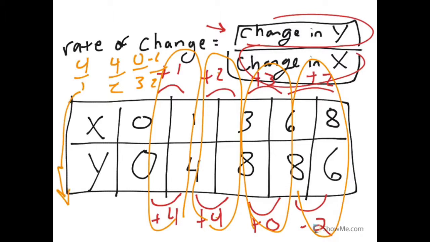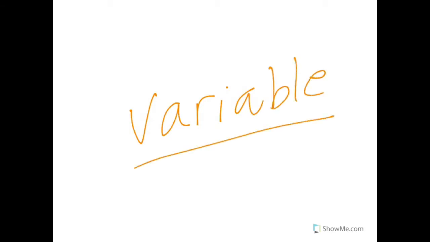Okay? 4 over 1 is 4. 4 over 2 is 2. 0 over 3, of course, is 0. And negative 2 over 2 is negative 1. Those are all different. So, I know it looks very sloppy now, but the rate of change in that example is variable because they were all different. Let's look at another example.